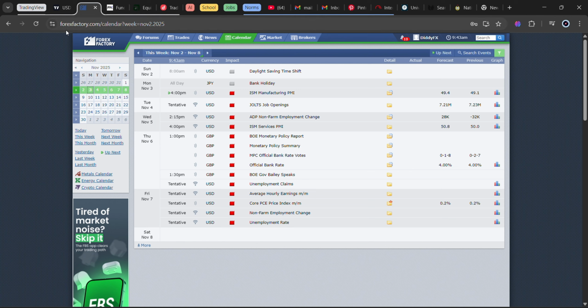This is what we'll be having fundamentally for the week. These are fundamentals for the week. So let's see what we have on the chart.